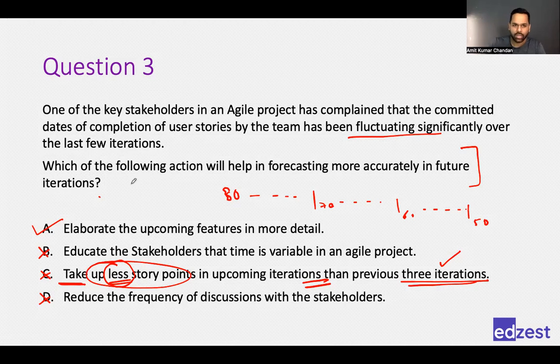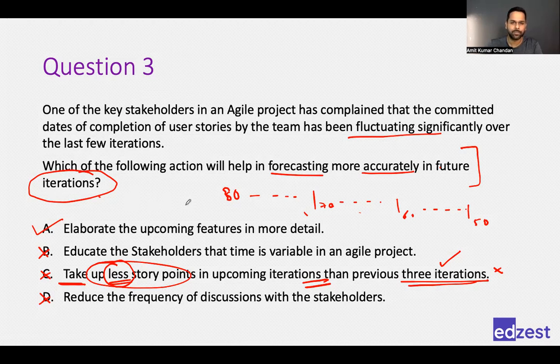Look at the question. Which of the following actions will help in forecasting more accurately in future iterations? They are not focusing on this iteration only. We can look at the previous 3 and say, okay, we were not able to complete, let us take less. If you do that for all the iterations throughout the project, ultimately it will impact your project. Does that answer the question?